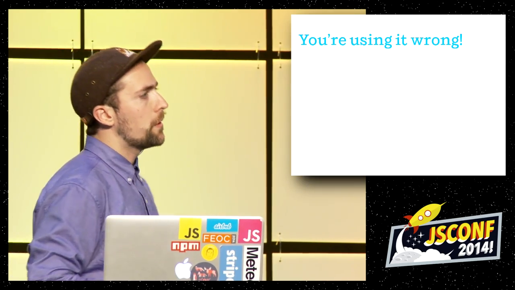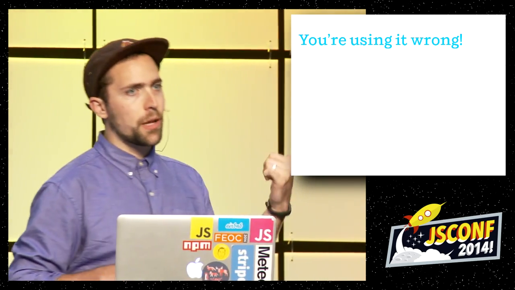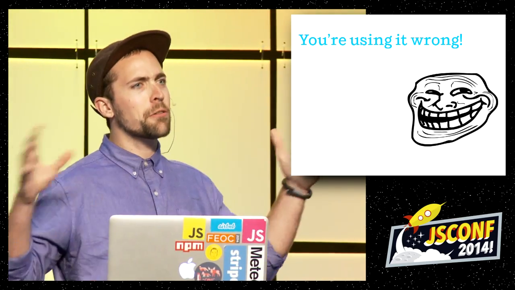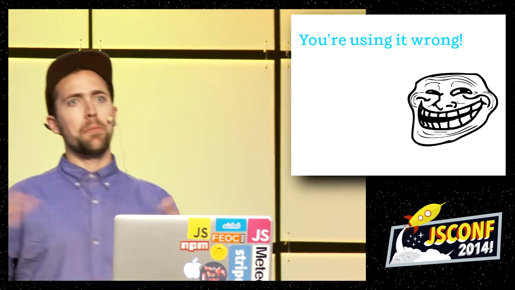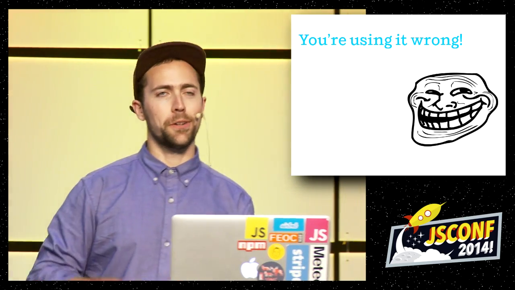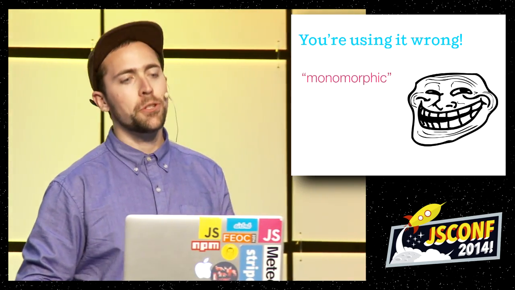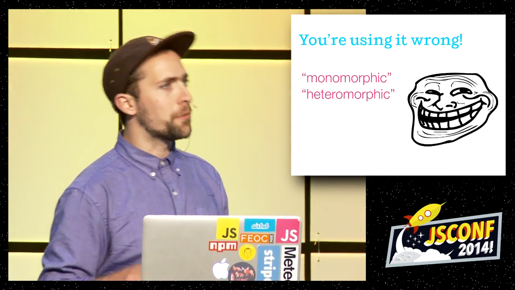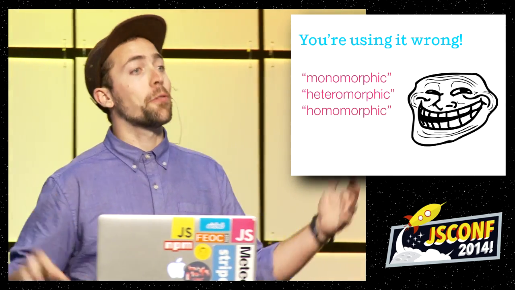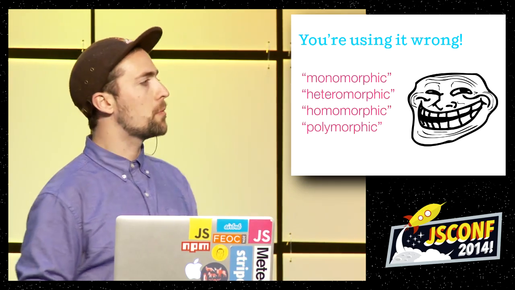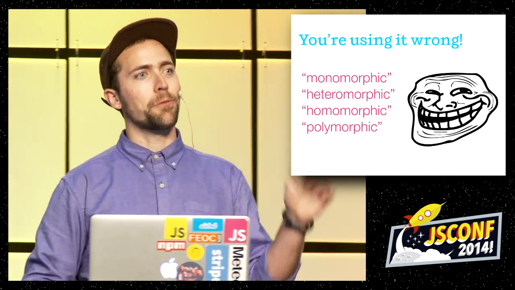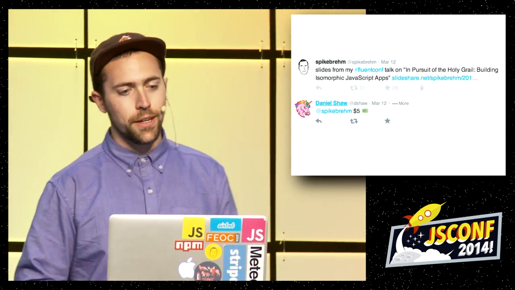But when I first started talking about isomorphic JavaScript, I released a blog post last year, and on Hacker News, most people were saying, you're using it wrong, like isomorphic comes from mathematics, or it's a chemistry term, or it's this or that. And they're saying, really what you mean is monomorphic, or actually heteromorphic is more appropriate for what you're describing, or homomorphic is more correct, or polymorphic. And I'm going to say, whatever, it's a word. You can refer all questions to Charlie Robbins.